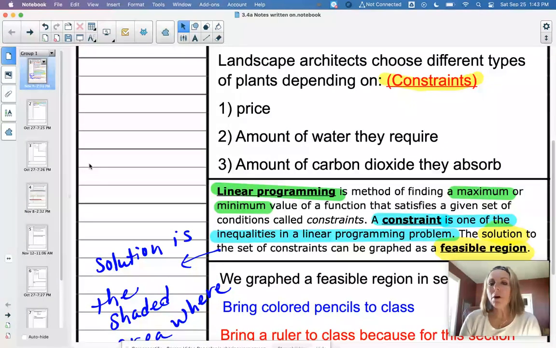So, what the landscape architects do is they choose different types of plants depending on constraints. These three constraints: the price of the plant, the amount of water they require, and the amount of carbon dioxide they absorb. These are examples of constraints. And all of these linear programming problems are going to be made up of constraints.